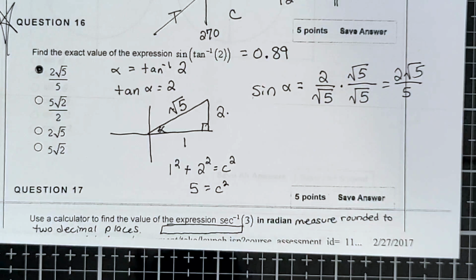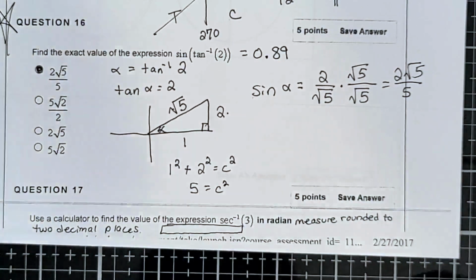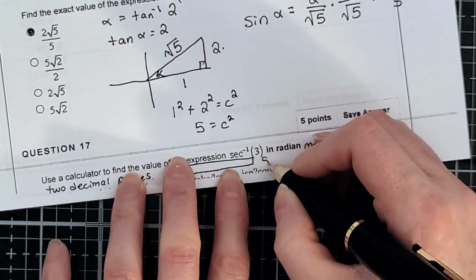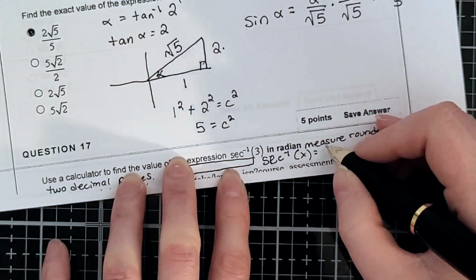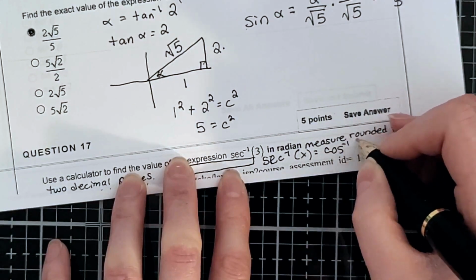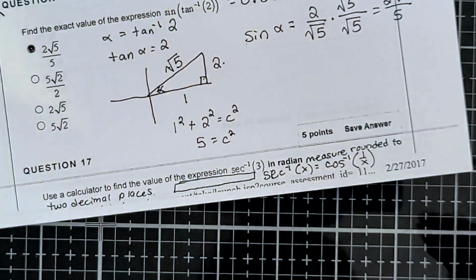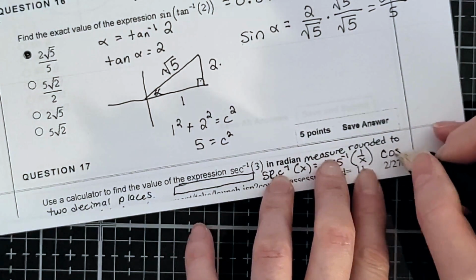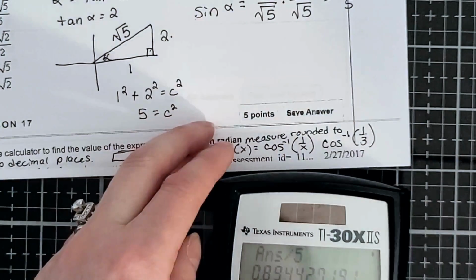All right, question 17. Use the calculator to find the value of the secant inverse 3 in radians measured to 2 decimal places. All right, so the secant inverse of x is equal to the cos inverse of 1 over x, since those are kind of like reciprocals with each other. So I am looking at the cos inverse of 1/3.